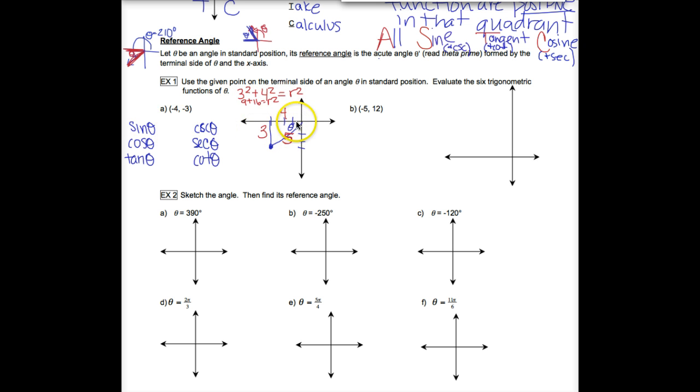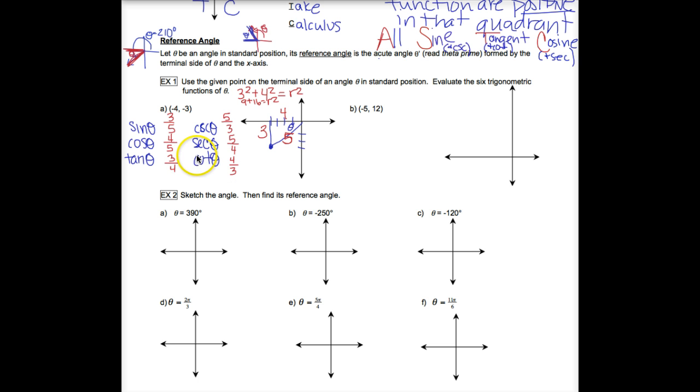So I've got all 3 sides, which means I should be able to find the trig values. Sine, opposite over hypotenuse, 3 over 5. Cosine, adjacent, which is 4, over hypotenuse, which is 5. Tangent, opposite, which is 3, over adjacent, which is 4. Cosecant, reciprocal of sine, so 5 over 3. Secant would be 5 over 4, and cotangent 4 over 3.